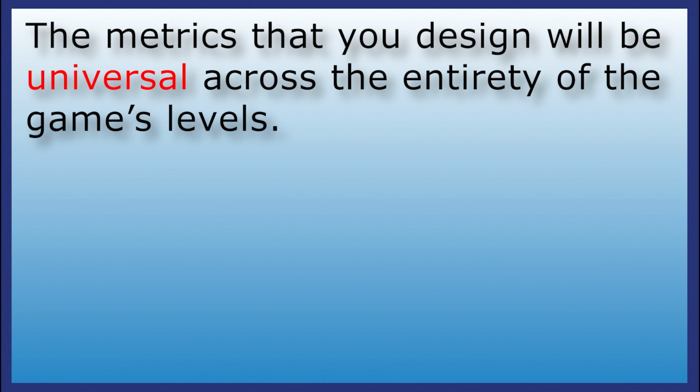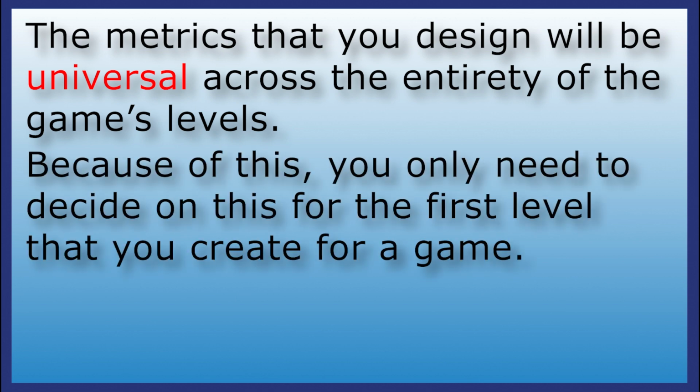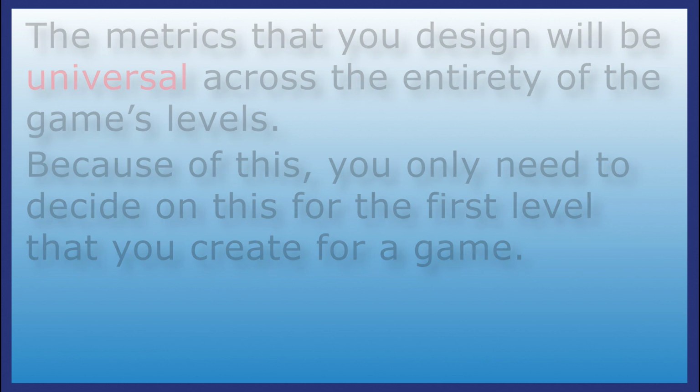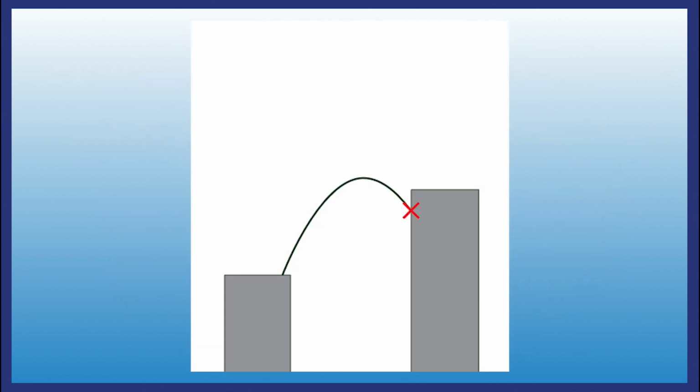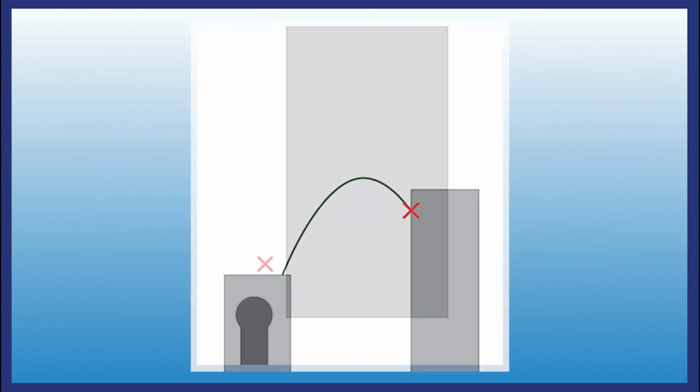Moving along, you should also decide on some metrics that you'll follow for your level. What's nice about this is that you can apply it to every level that you design for a game, so you only need to really decide on this once. If you know the measurements of everything early on, it can help you make better level design decisions, and it can especially help ensure that everything in your level is always designed correctly. This means you won't make any fundamental mistakes in your design, such as impossible jumps or passageways that the player can't fit through, that would force you to go back and redo them.